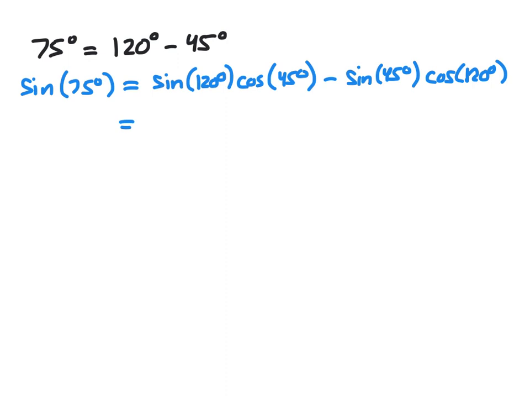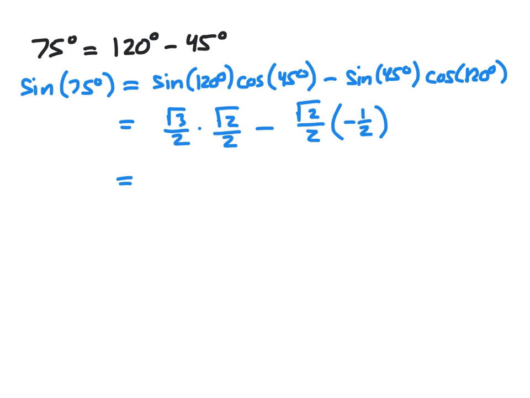This means that sine of 120 degrees is the square root of 3 over 2. Cosine of 45 degrees is the square root of 2 over 2. The sine of 45 degrees is the square root of 2 over 2. And the cosine of 120 degrees is negative 1/2. Again, it's negative because in the second quadrant, where 120 degrees lives, the cosine is a negative value.